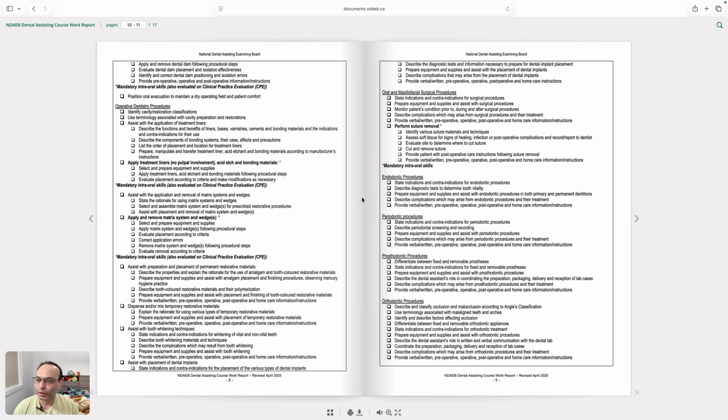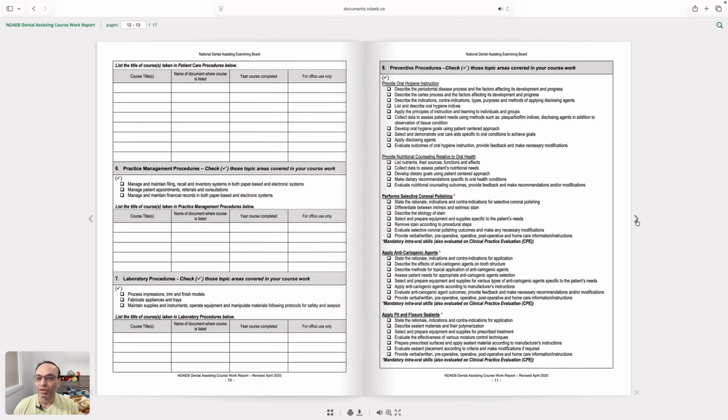Operative dentistry procedures, quite straightforward. Final year mark sheet. Oral and maxillofacial surgical procedures, final year mark sheet. Endodontic, periodontic, prosthodontic, all this stuff was covered in final year or third year of your dental schooling. Practice management procedures, again, generally it is covered in final year, so quite straightforward. Name of the document, mark sheet or transcript where this course is listed, and year when that examination took place.